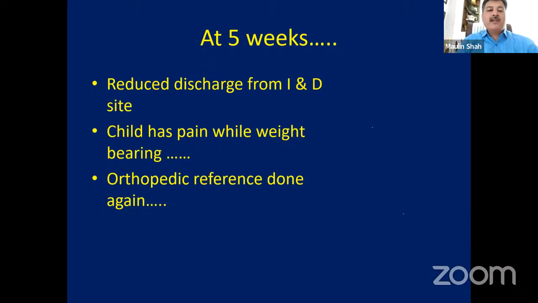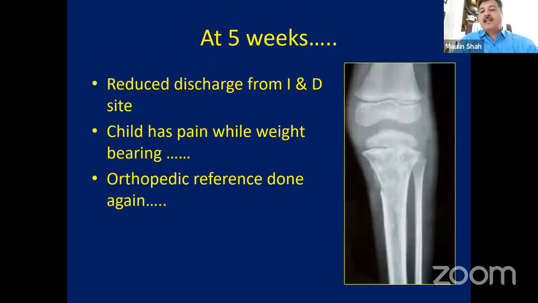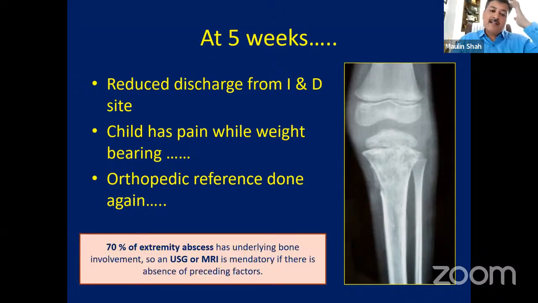But when the child started weight bearing, he complained of pain in the upper leg. So again orthopedic reference was done, that now it is bone pain. So you go to the orthopedic surgeon and he got another X-ray. Now this is the X-ray picture. We must remember that 70% of extremity abscesses have underlying bone involvement, unless there is a preceding factor like a local insect bite, local trauma, or IV line extravasation in young children. We have done this study, and 70% of extremity abscesses have underlying bone involvement. So always go for an ultrasound or an MRI when there is an absence of these preceding factors.